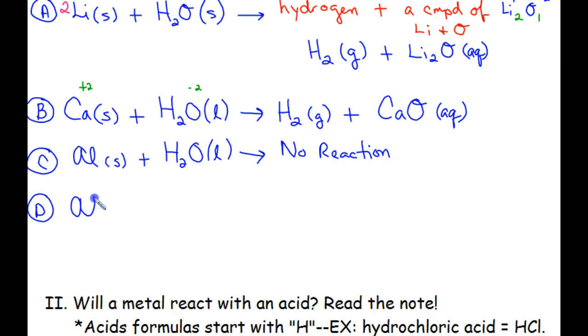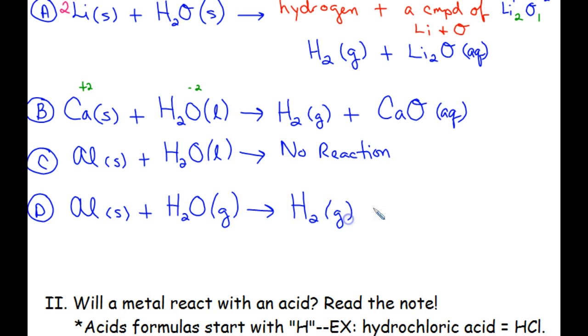However, if you were given aluminum metal plus gaseous water, which is steam, we just saw that there will be a reaction, so you would have hydrogen gas released, and then your aluminum and your oxygen will hook up. Now, aluminum forms a +3 ion and oxygen forms a -2. So the correct formula would be Al2O3.